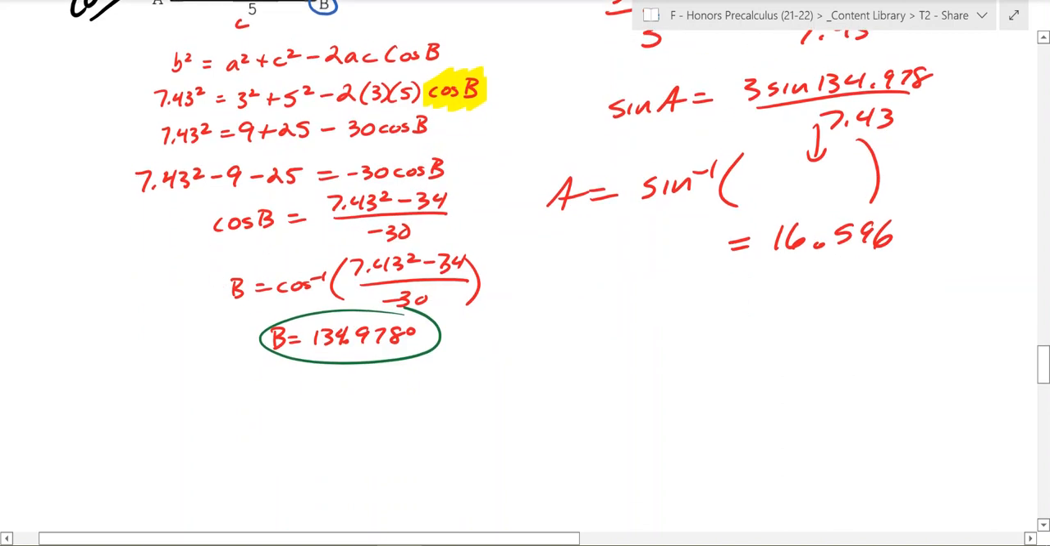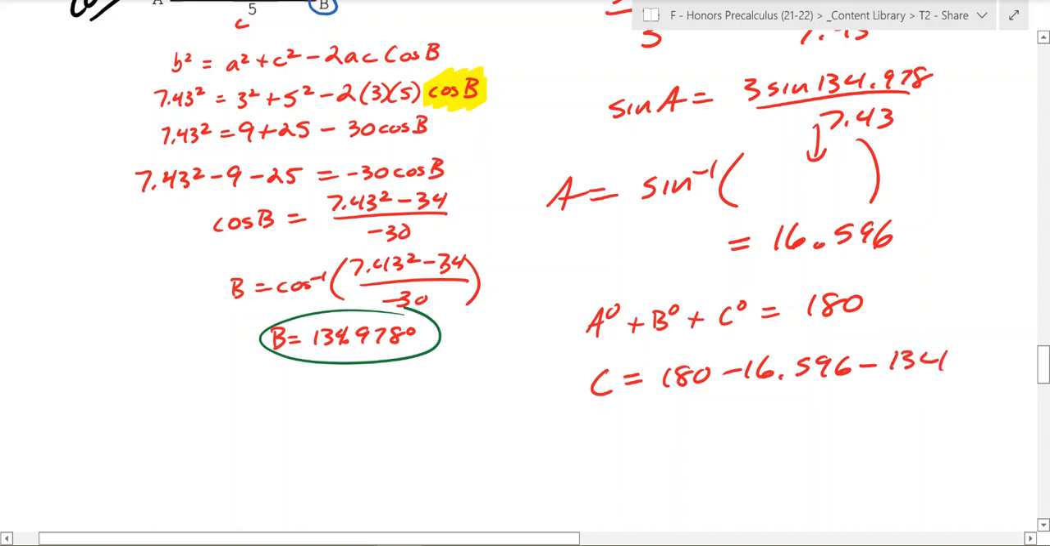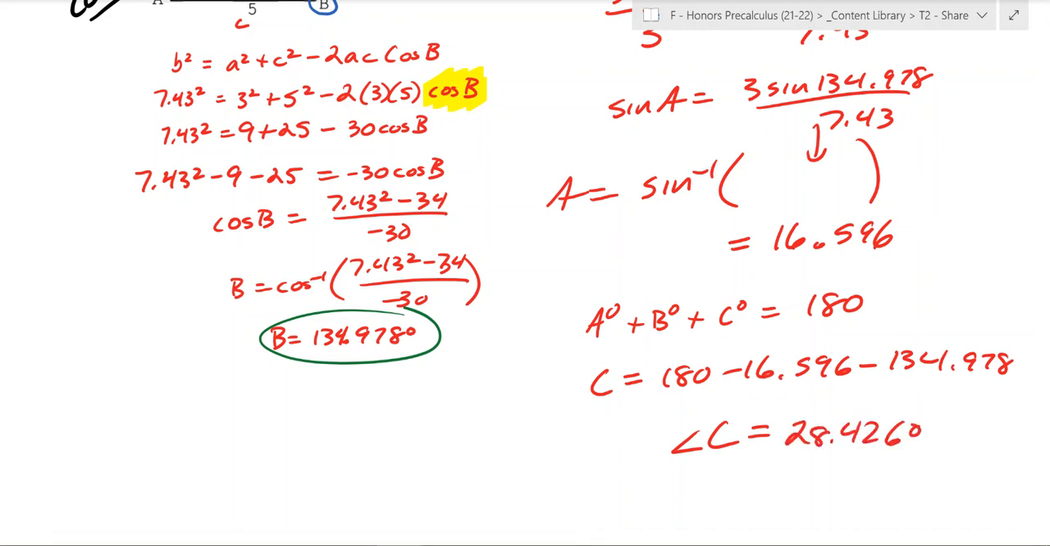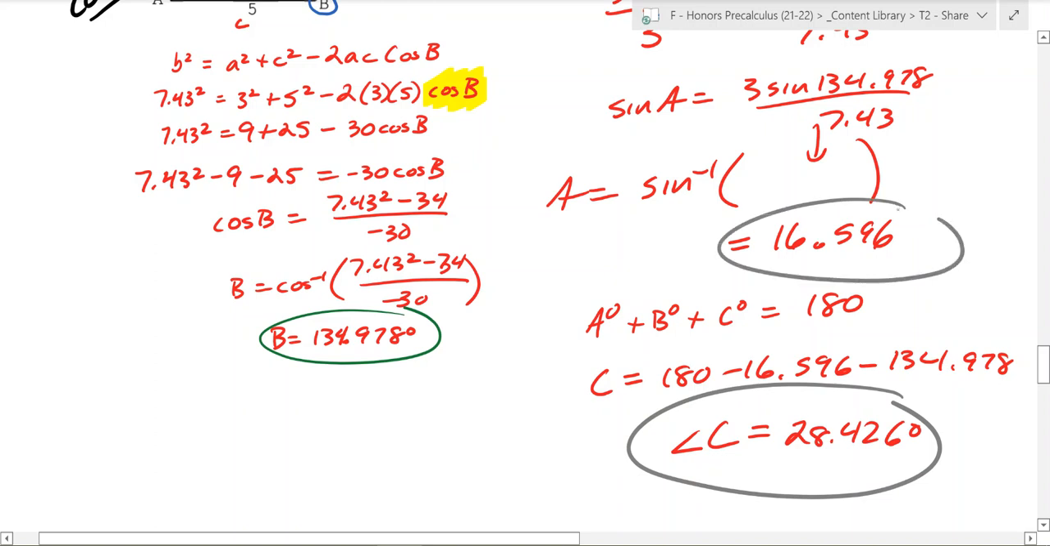And when you do that out on your calculator, you end up with 16.596. We also now know that angle A plus angle B plus angle C degrees is going to be equal to 180 because it's a triangle. So we know that C is therefore going to be 180 minus 16.596 minus 134.978. So angle C in this case is going to be 28.426 degrees.